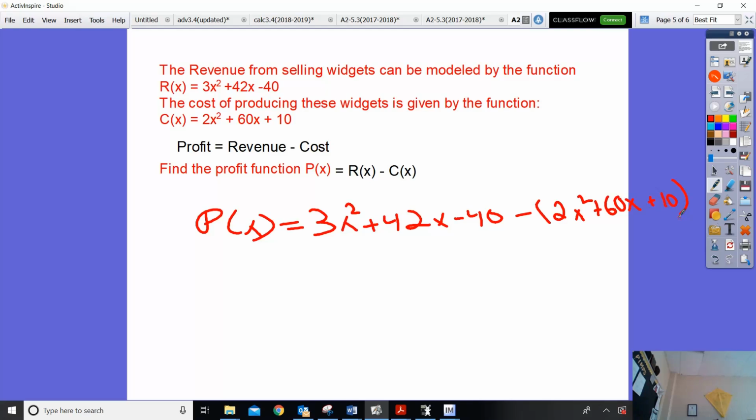Because I am recording this lesson, I'm going to do it real quick. 3 take away 2 is just x squared. 42 take away 60 is minus 18x. And negative 40 minus 10 is minus 50. So there's your actual profit function. Whatever you're selling, if you plug a number in, it will tell you your profit. It's not always going to be positive if you think about the real world. It costs a lot of money to turn the lights on and hire employees. Whatever this is, you've got to plug in almost 30 before you actually start breaking even. But that's your profit function. It's not a hard skill.